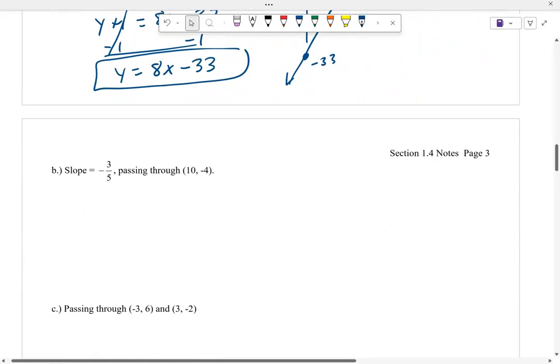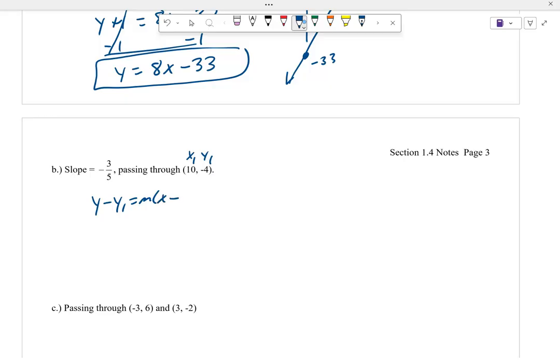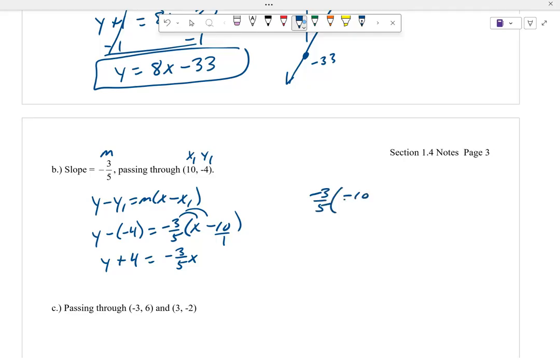All right, let's do another one here where we have a slope and a point. So we have x1, y1. I'm going to start out with point slope again, given this slope right there. So y minus my y1 equals my slope of -3/5, x minus 10. So I got y plus 4 equals, I'm going to go ahead and distribute that, -3/5 x. And then -3/5 times -10, or -10/1, so I got 30 over 5, positive 30 over positive 5, so plus 6.